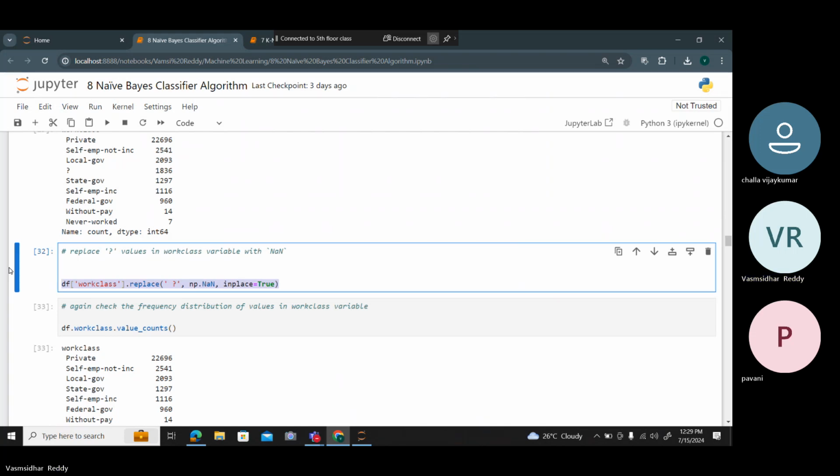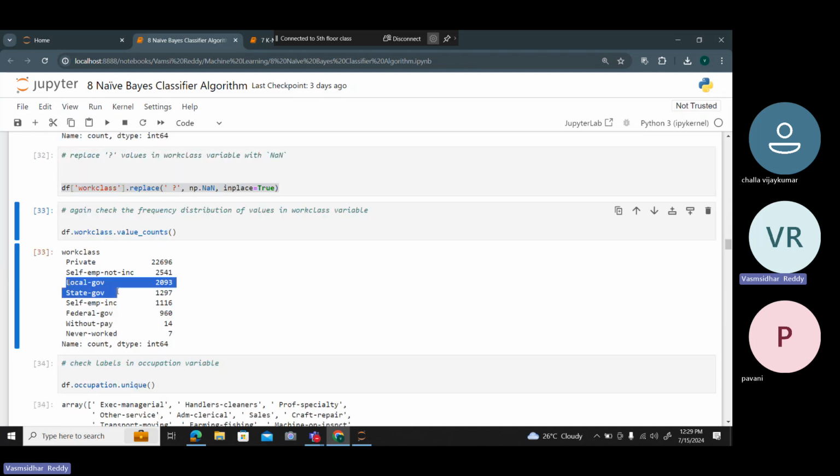df of work class, where the column name is work class, dot replace question mark with NaN values, np.nan, inplace equals true. Okay, done. Now you can see I don't find any question mark.